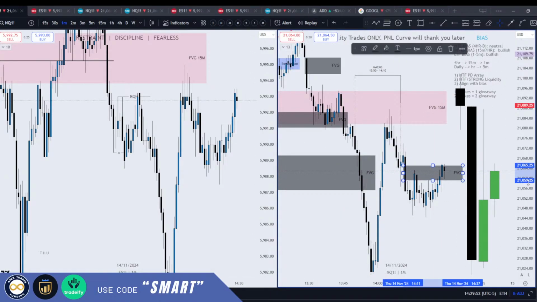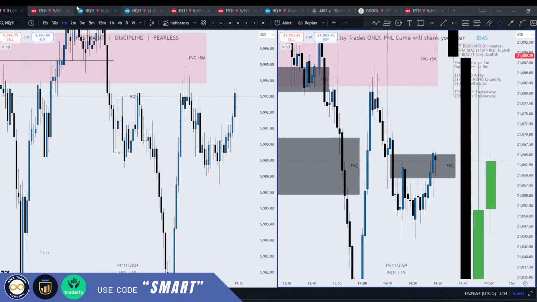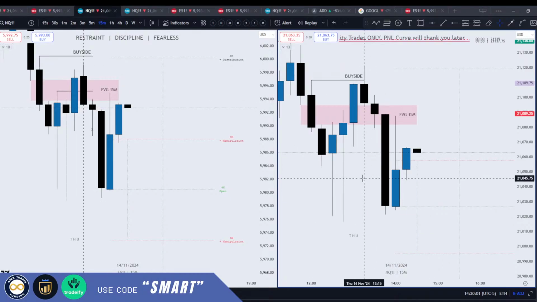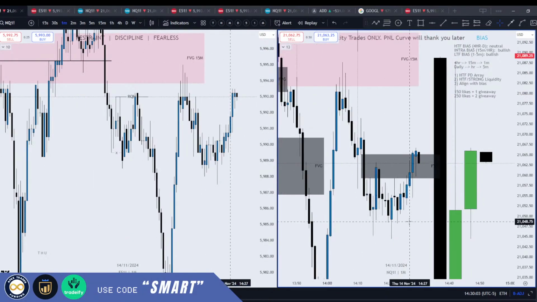We're about to get this. Did we get this inversion? Yeah, I'm not sure. I'm not paying too much attention right now. We got this BPR though. That was good. I'm just kind of curious where price is trying to go right now.